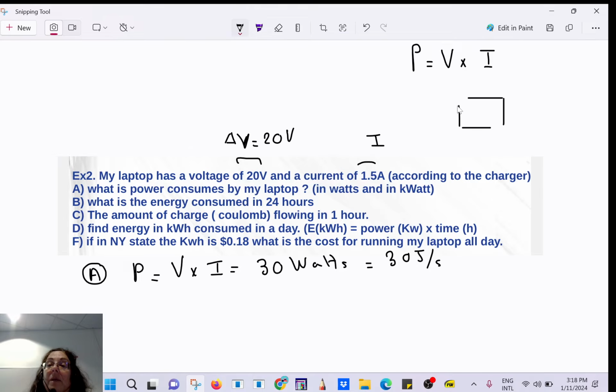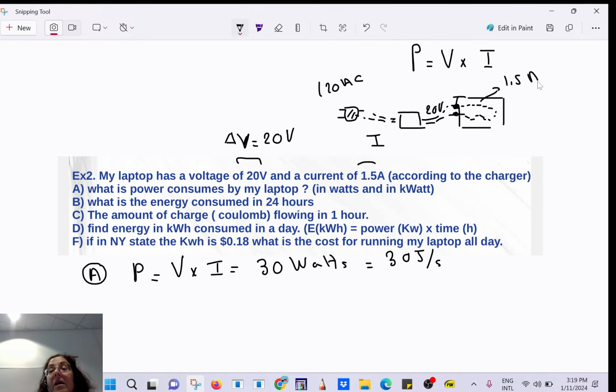So you see you have my laptop here. So here you have 2 points. Those 2 points have to be 20 volt. And then you have electricity flowing inside the laptop and it has to be DC. So this is connected to a charger and the charger makes sure that here it's a plug. Okay, so here you have 120 volt AC. Turn that into 20 volt DC. And the current here is 1.5 amps. Is that clear?